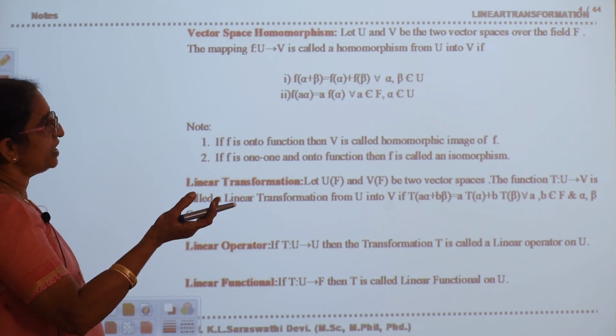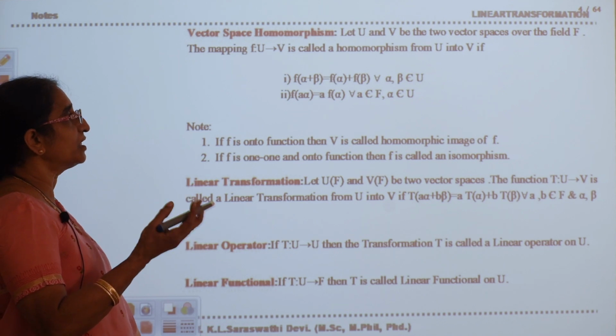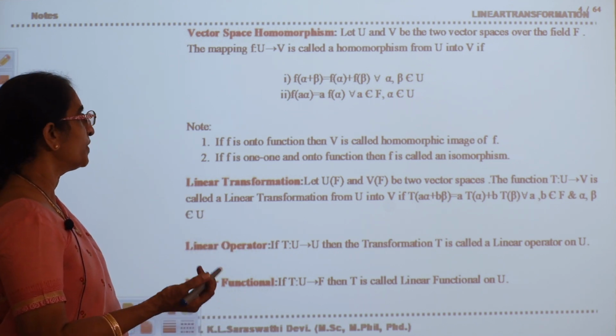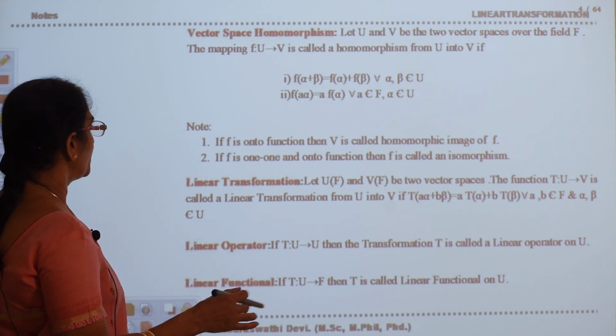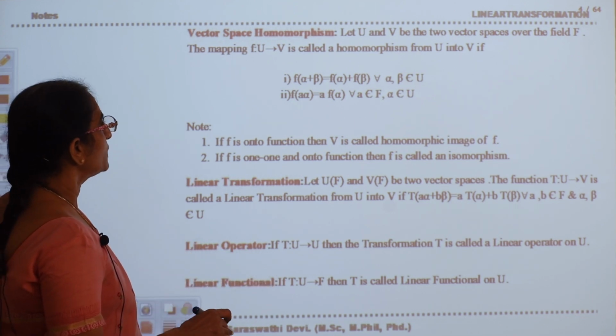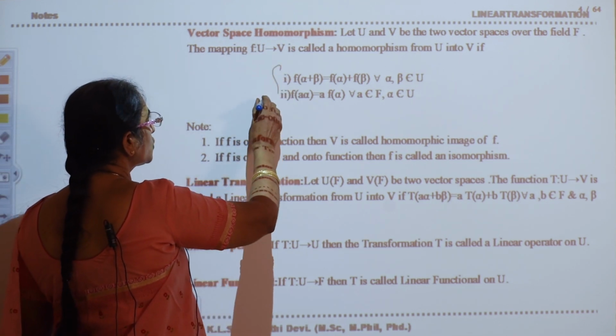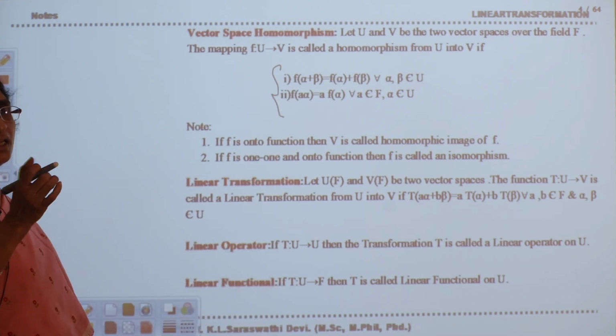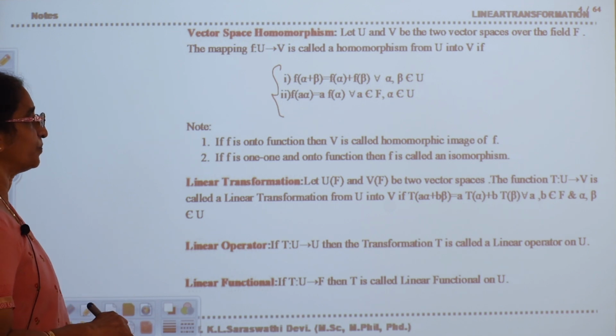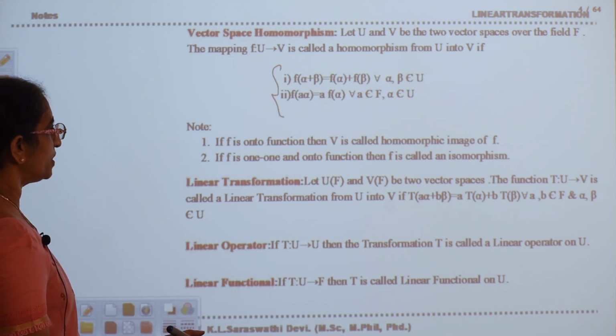If f is only onto, then you will say that it is a vector space homomorphism, and if it is one-one and onto, you will say that it is an isomorphism. Now see, combining these two properties in a more general way, we are bringing the definition of linear transformation. What is a linear transformation?